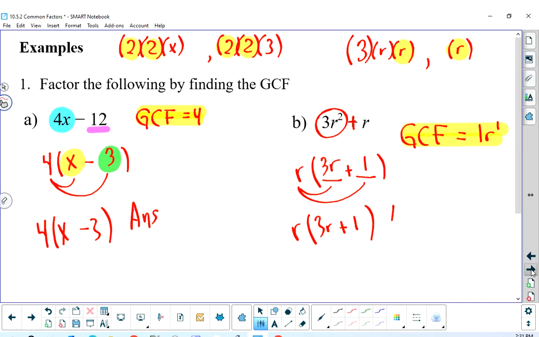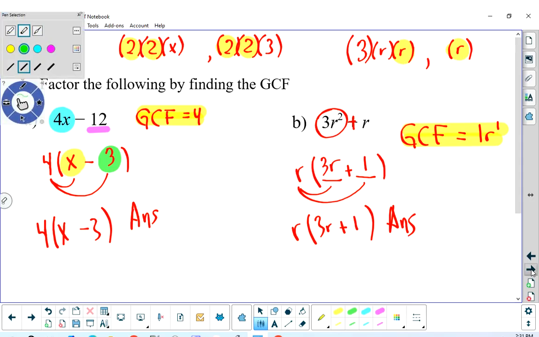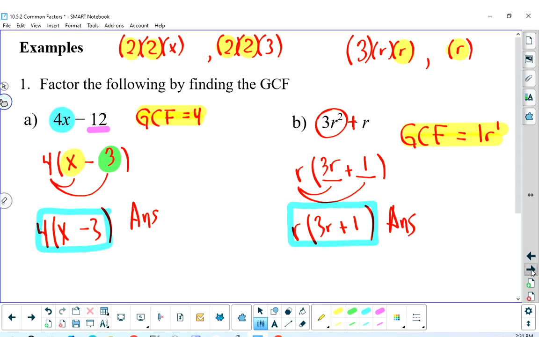And I would ask you right now, if you need to pause the video for a little bit extra time, that's fine. I would ask you right now to multiply out 4 times x minus 3 and multiply out r times 3r plus 1 and confirm that you will get 4x minus 12 and 3r squared minus r.